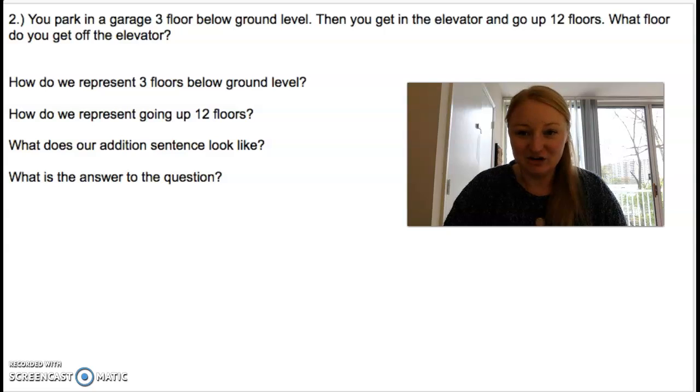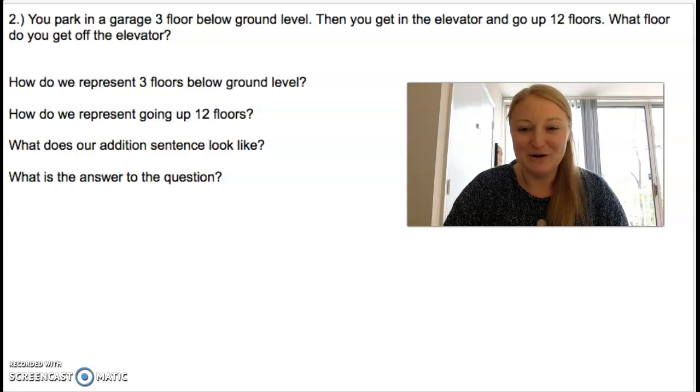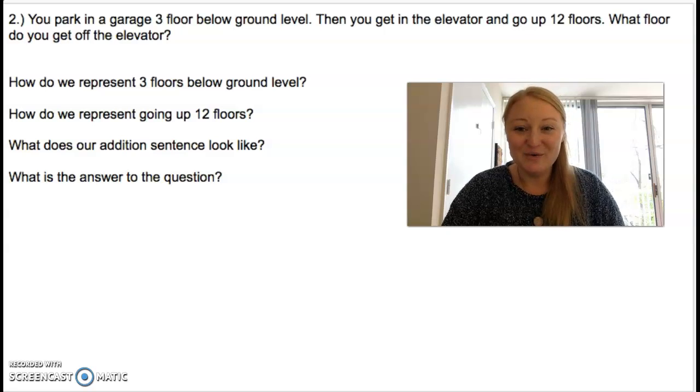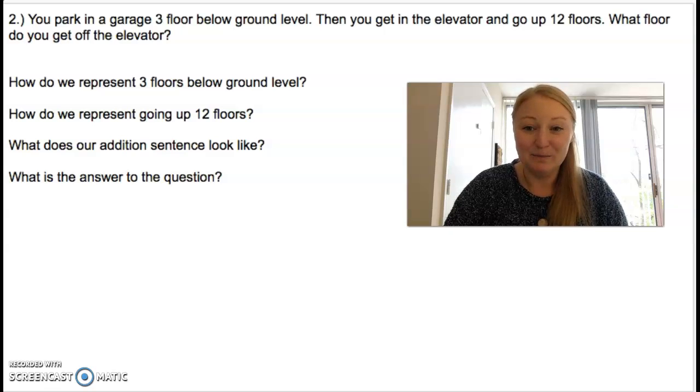This is such a relevant question and way that we can see integers. Think about if you ever go to like a shopping mall, or maybe when you go to a doctor's appointment, or in my apartment complex, I park on level P2, so that's parking 2, so it's 2 floors below the ground floor. So these are really relevant questions and a way for us to see positive and negative numbers in our everyday life. So let's take a look at these.